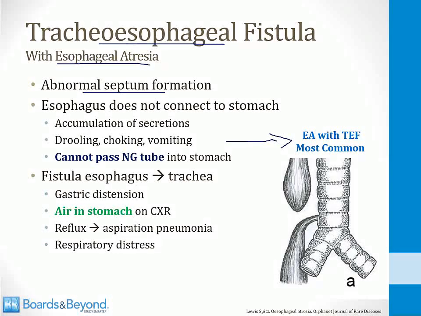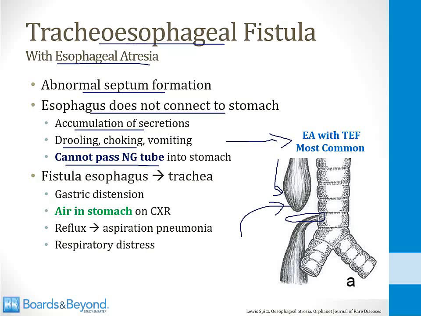I talk about this in much greater detail in videos in the GI section, but the esophagus ends in a blind pouch like shown here, and the trachea has a fistula connecting it to the esophagus and the stomach. In babies born with this condition, the esophagus doesn't connect to the stomach, so accumulation of secretions will occur in the esophagus, and the baby will have drooling, choking, and vomiting. In addition, in these babies, you classically cannot pass an NG tube into the stomach. That's because the nasogastric tube cannot go beyond the blind pouch of the proximal esophagus.